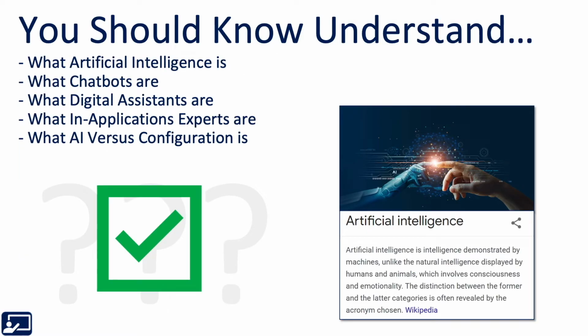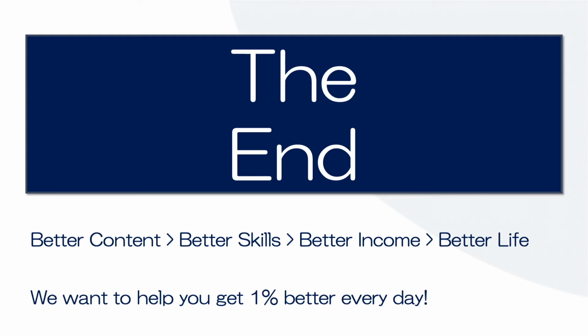So we've given 2 examples of AI and 2 examples where it is not AI. You should now understand what artificial intelligence is, what chatbots and digital assistants are, what in-application experts and configuration are. If you don't, watch it again, it's free. If you do, congratulations, you're ready for the next video lesson.